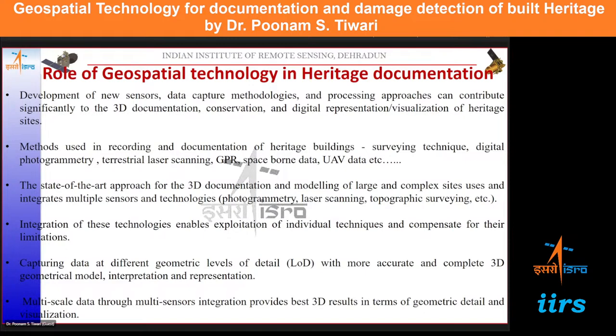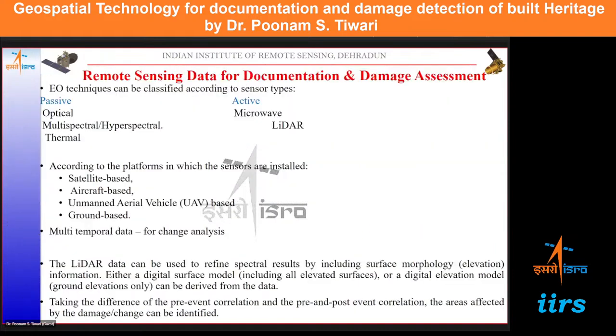So in short, what we should focus on is that our approach should include integration of multiple sensors, and multi-scale data sets should be utilized, so as to get a comprehensive idea about the entire historical site: 3D modeling, geometric detailing, visualization, everything. Now, in the last 2 days, you must have seen how these technologies are used for documentation and damage detection of heritage sites.